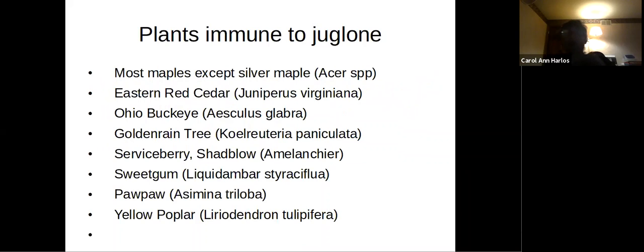Here are some plants that seem to be immune to it. And this is based, again, not just on casual observation, but on measurements. Most maples, eastern red cedar, I know you can read, Ohio buckeye, golden rain tree, serviceberry, sweet gum, pawpaw, and yellow poplar.